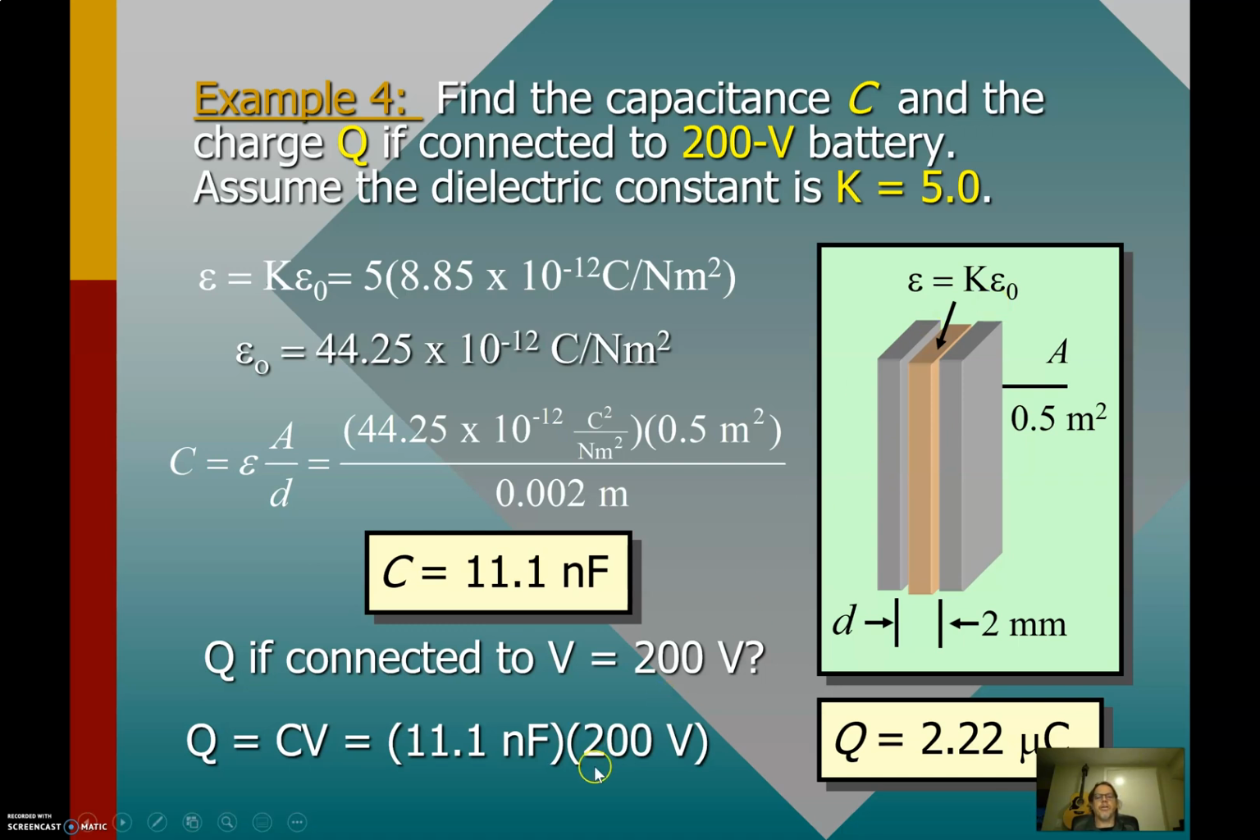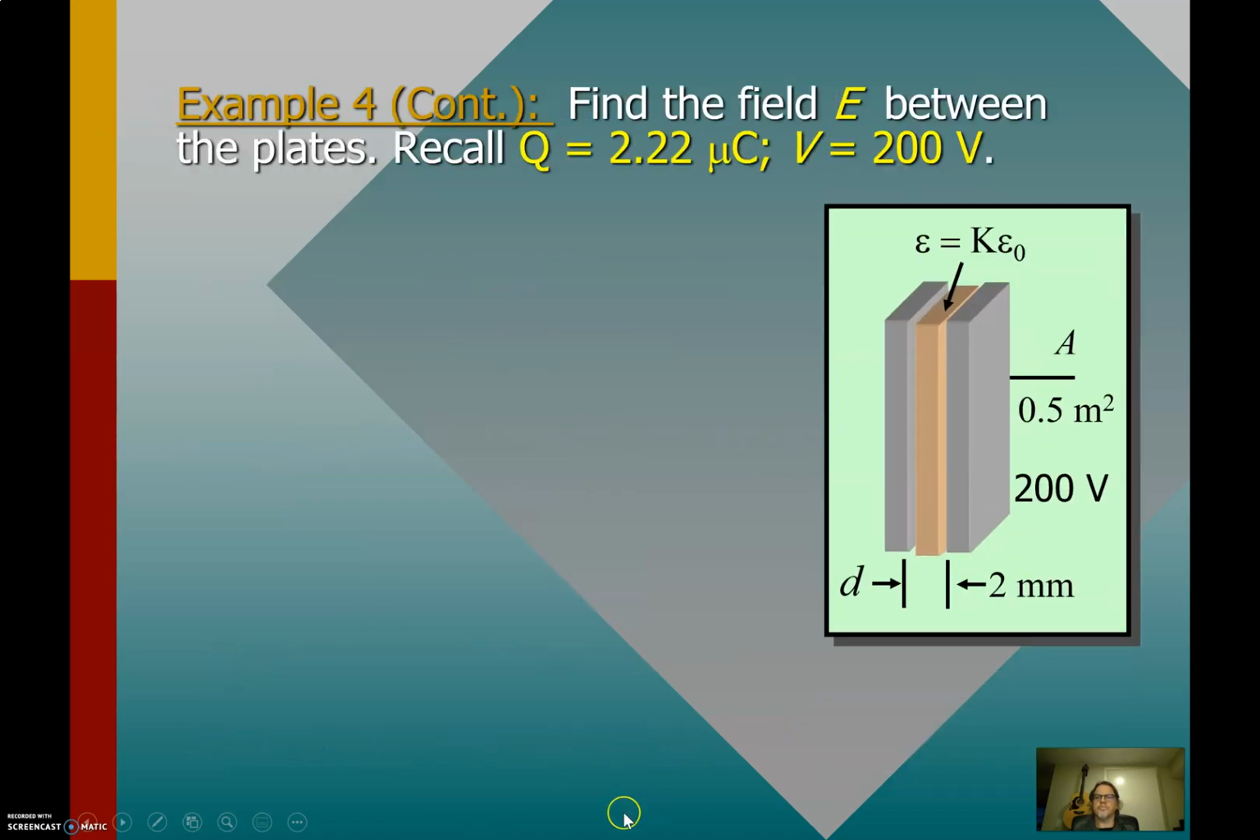So basically what the battery does is it takes so many electrons off of one side and puts them on the other. But that's the charge stored, or the electric charge you pull off one and put on the other. Okay, it's not the difference between the two charges, it's just how much charge you pulled off of one and put on the other that this represents, 2.22 microcoulombs.